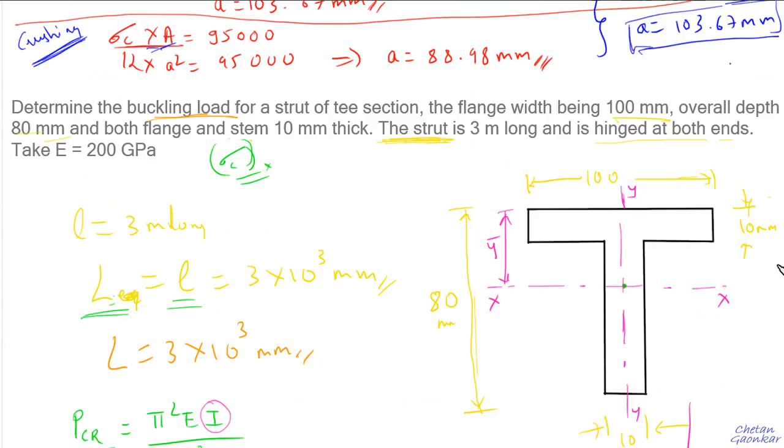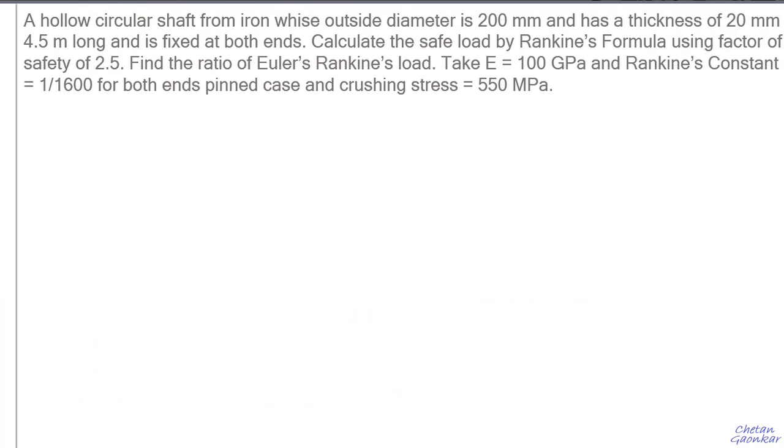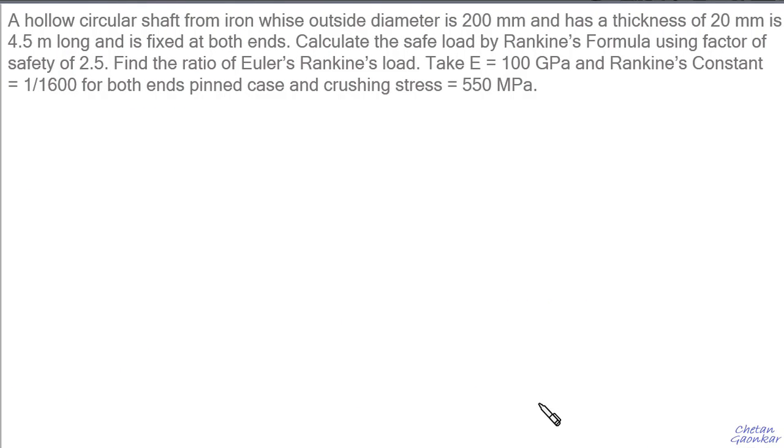Let us try to solve a few more problems, this time taking Rankine's formula into consideration also. Till now, for these two problems, we had not taken Rankine's formula into consideration. So in this problem, we shall take Rankine's formula into consideration also. We have here a hollow circular shaft of iron whose outside diameter is 200 mm and which has a thickness of 20 mm.